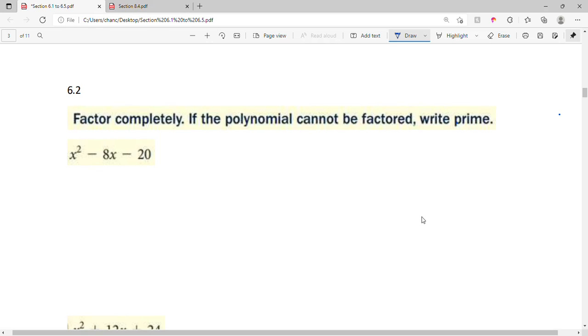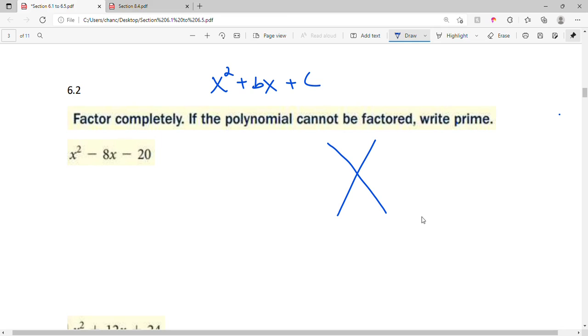In section 6.2, we'll look at polynomials of the form x squared plus bx plus c. For these polynomials, I'm going to use the diamond method. And so we'll look at example 1, x squared minus 8x minus 20.